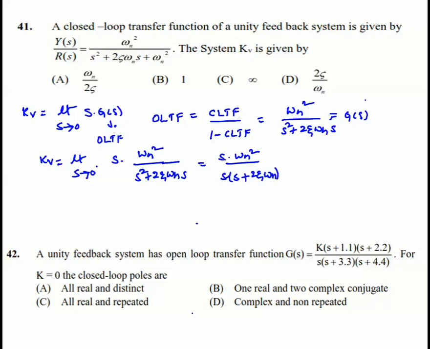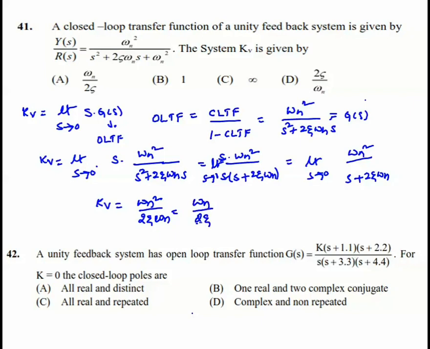So the s gets cancelled here. I forgot limit s tends to 0 here. So limit s tends to 0 of omega n square divided by s plus 2 zeta omega n. If you substitute s equal to 0, then kV is equal to omega n square divided by 2 zeta omega n. Omega n gets cancelled, so omega n divided by 2 zeta is the answer. So this is the answer here.